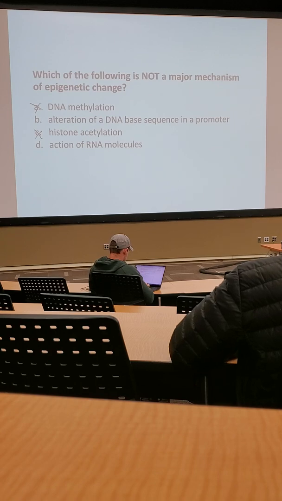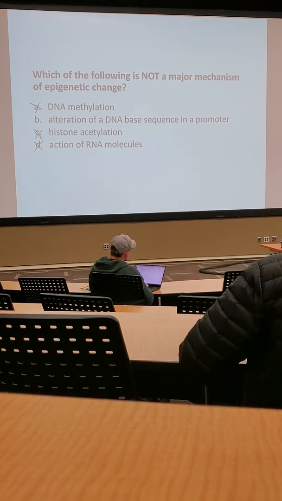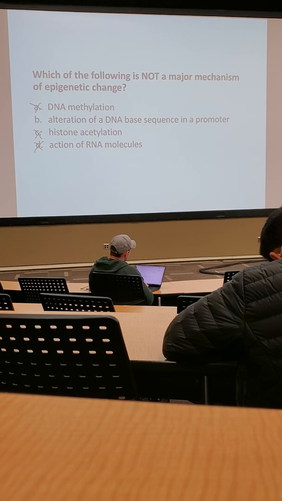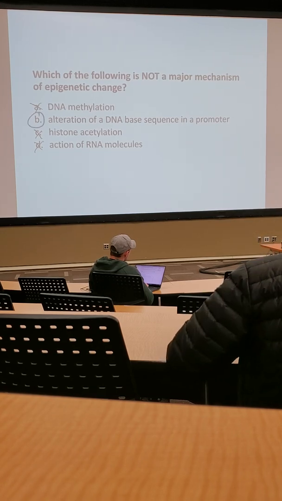What about B and D? These are a little more tricky because they are actual molecules that we talk about a lot in normal genetics, right? DNA and RNA. Rule out D. And why? Yeah, so we can rule this out two ways. A change of the DNA sequence is not going to be epigenetic, so that gives us the best answer, B. But we can also think about D.